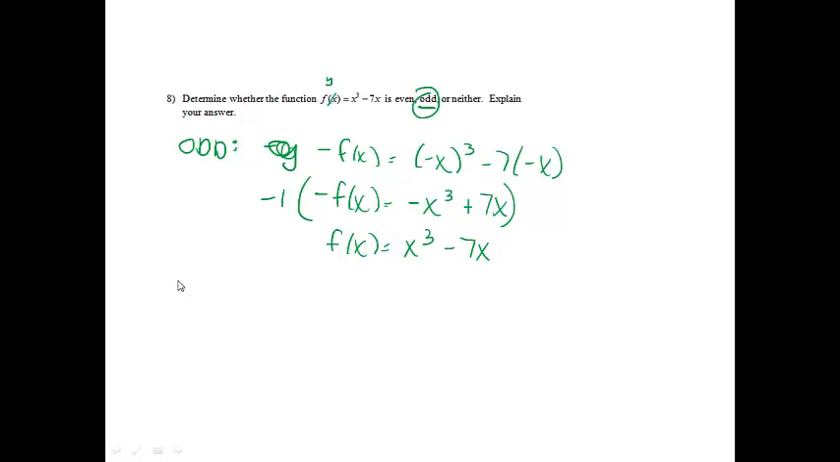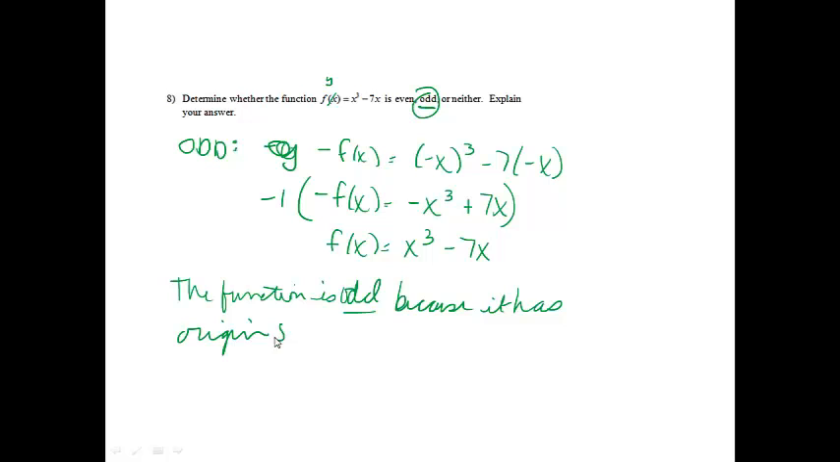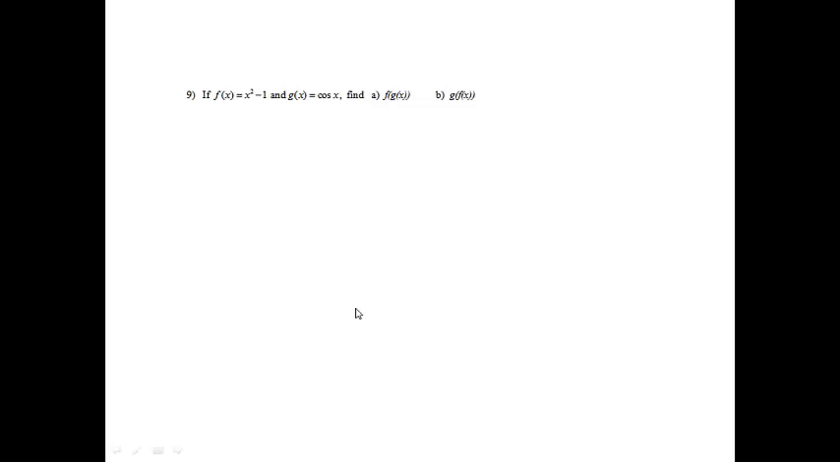So, and it says to explain, so I'm going to say the function is odd, and I'm not going to say because I changed the x and y to negative. I'm going to say because it has origin symmetry. That's what we were testing for when we did that. And there we go.